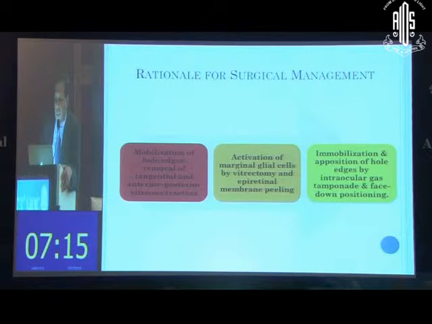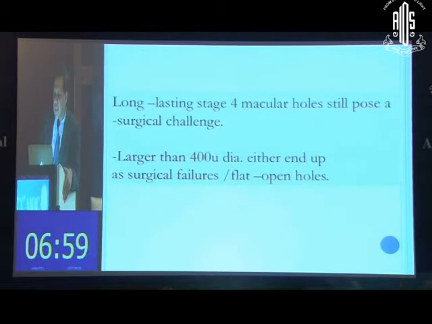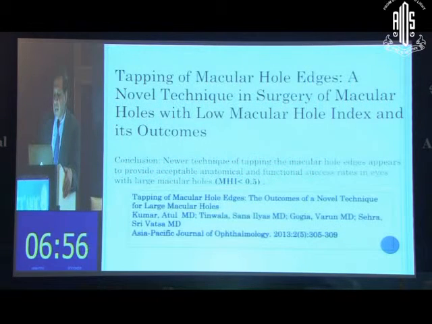Now, why do we do surgery? We're coming to the main part, the surgical aspect: you mobilize the holes, remove the traction, activate the glial cells by doing the peeling, and also immobilize and oppose the holes. The edges slip together with the gas and the face-down positioning. So the larger holes, more than 400 microns, are the ones to worry about.